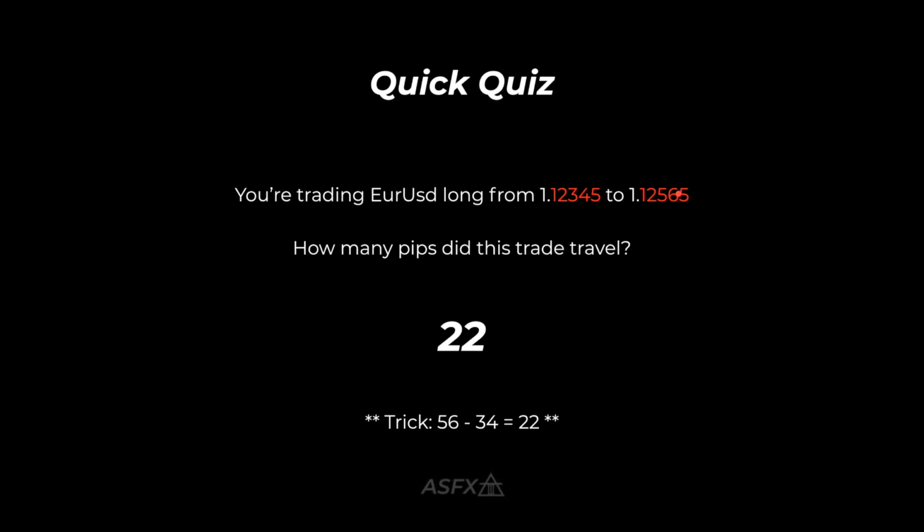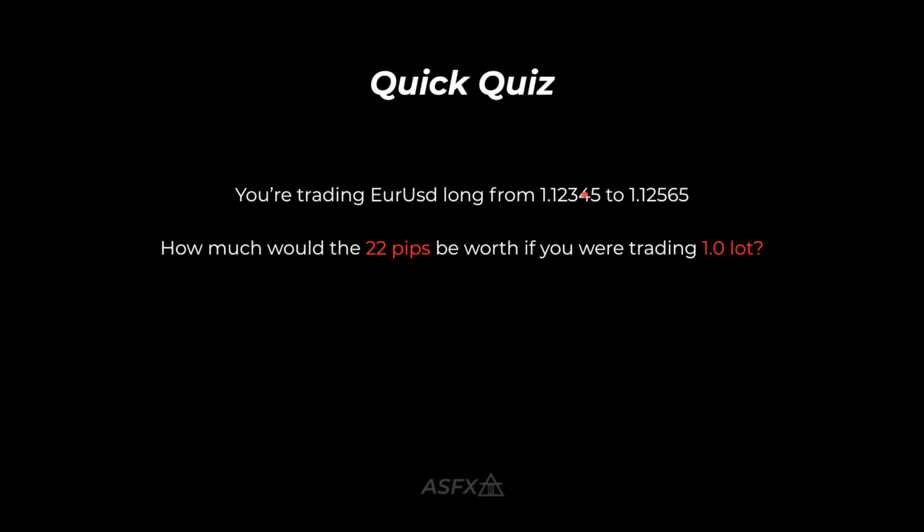So when you subtract where it was from where it went to, you can easily get how many pips it traveled. 56 right here minus 34, because the 5 on the end didn't even change. And even if it did, personally, I wouldn't even add that into the equation. It's just a fraction. So I'm really just worried about the digits starting from that second digit to the right.